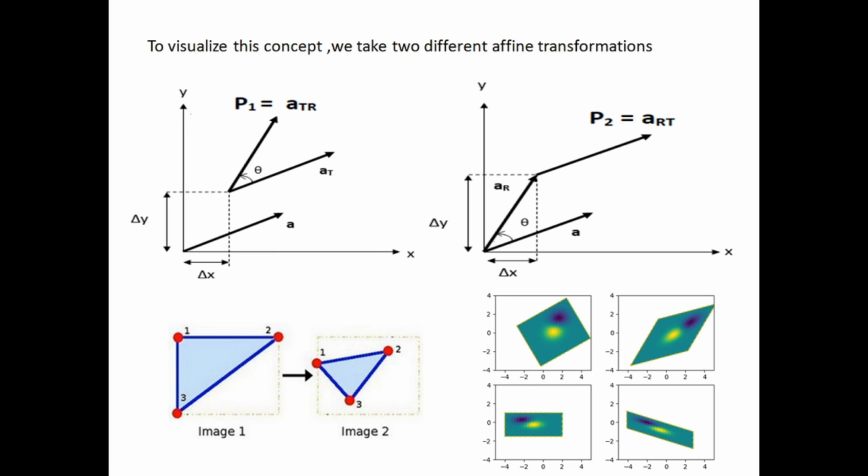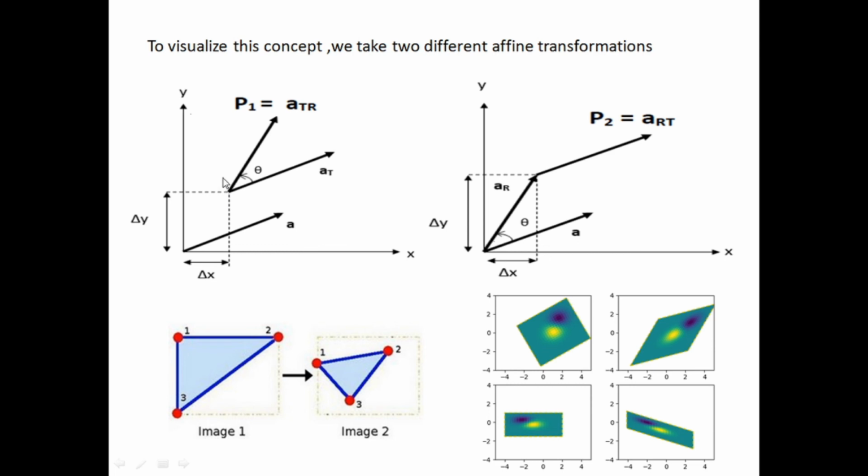So vector A bar is there initially. This is my vector A bar. This vector A bar is translated to a new point, so this vector A bar is translated to a new point here. Now we get a point, that is P1 equal to ATR.